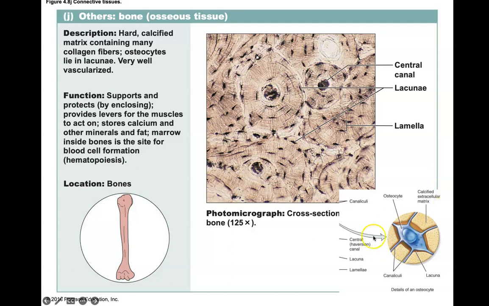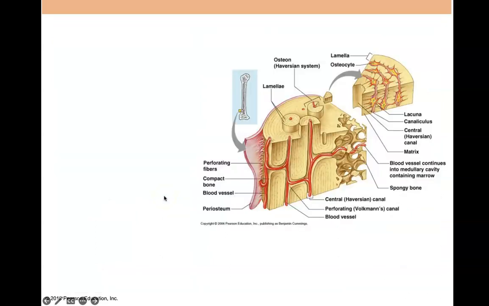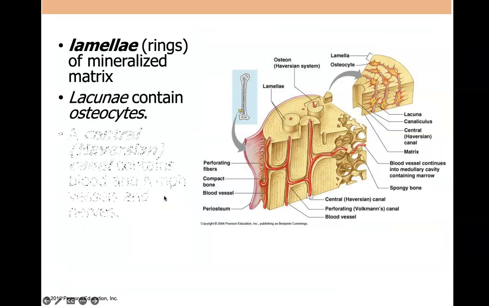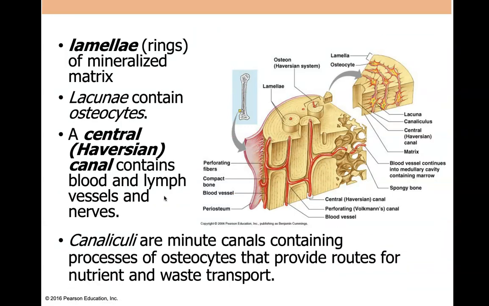I love this diagram because it gives you a nice, good image of what it looks like. Of course, we talked about the function of bone: acting as support, protection, calcium stores, really important, and some other minerals. Also stores fat in the marrow, and it's the site of blood cell formation. This is all the things I just talked about, but put in words for you.